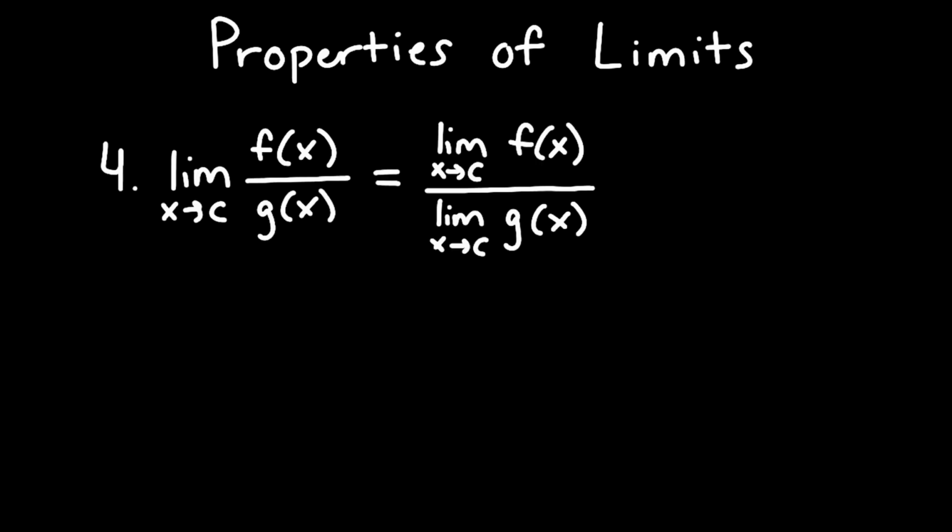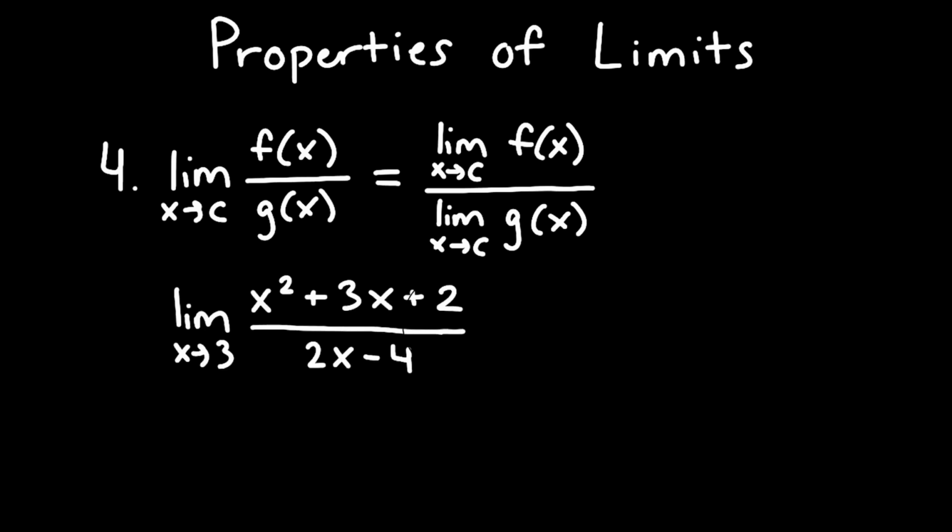Now, the fourth property, or little shortcut you can use for limits, is going to be the quotient property, which states that if you have a limit of a function over another function, you can break it into two limits, one taking the top function, which you divide by a limit taking the bottom function. Now, here's an example to go with this problem.